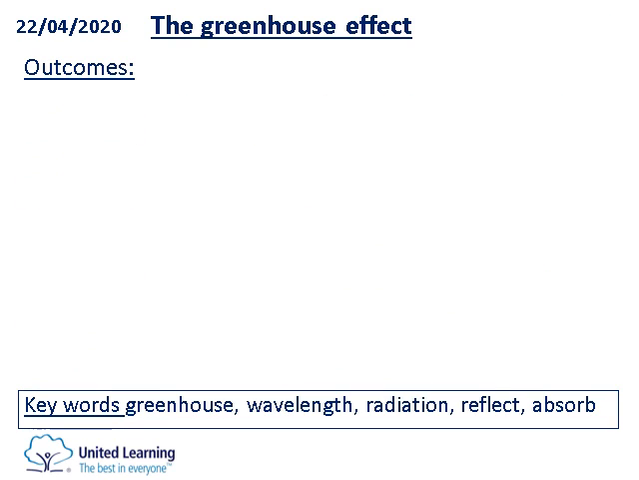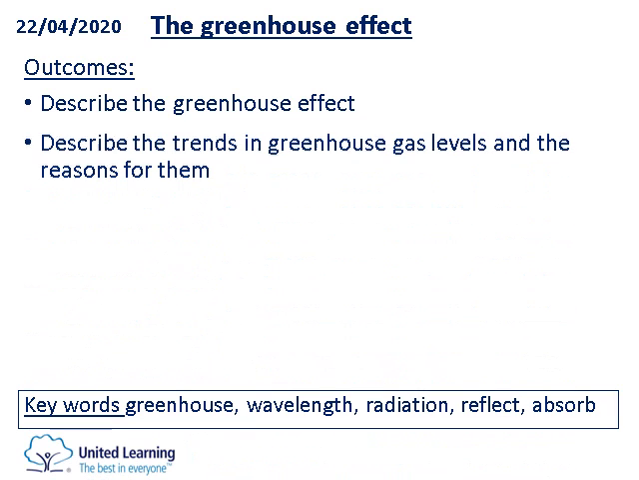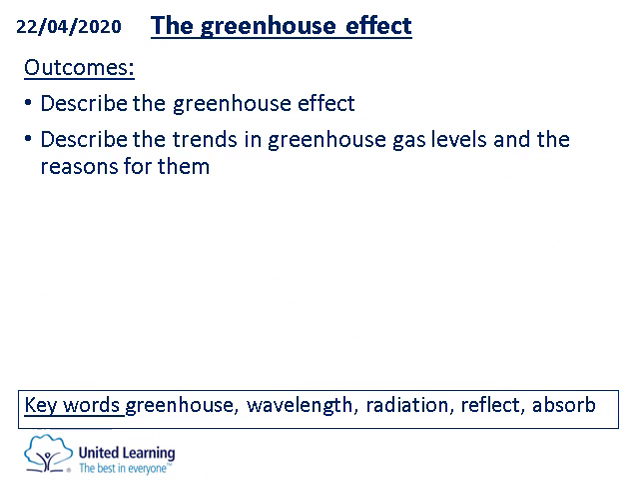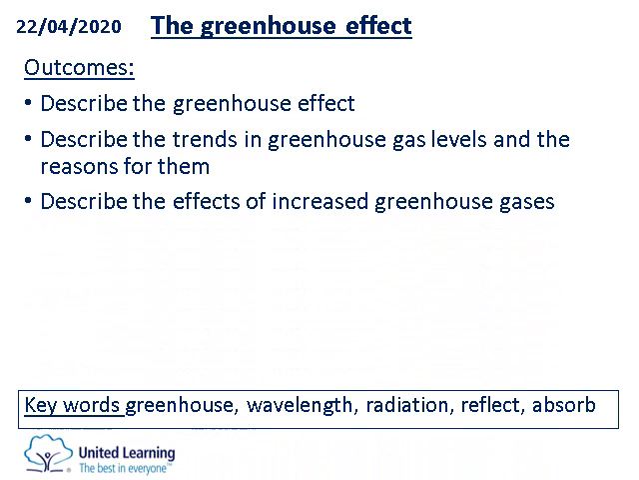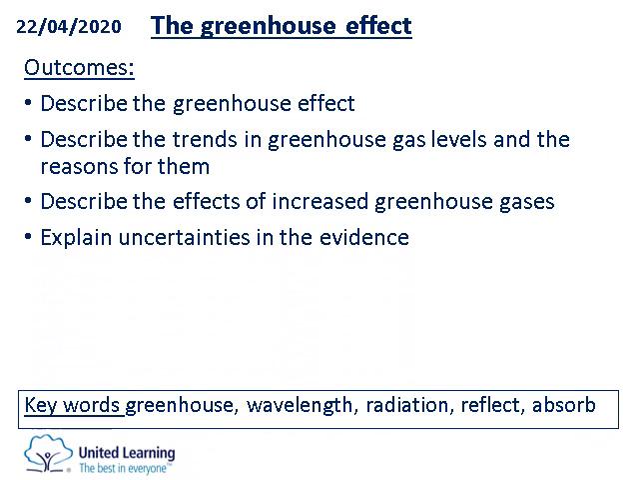So objectives for today's lesson. We need to be able to describe what the greenhouse effect is. We need to be able to describe the trends in greenhouse gas levels and the reasons for that. We need to be able to describe the effect of increased greenhouse gases. And we also need to be able to explain uncertainties in the evidence which we have for the greenhouse effect.